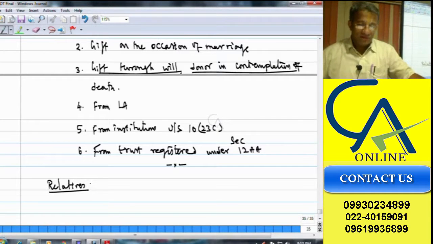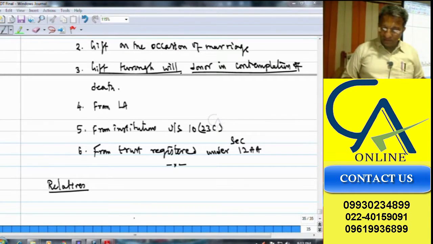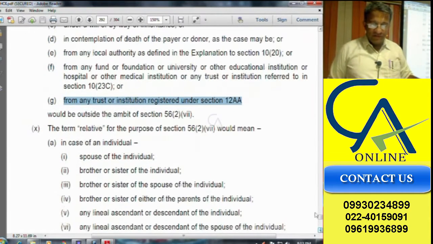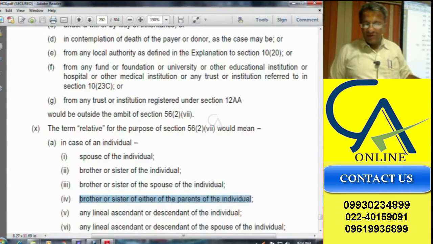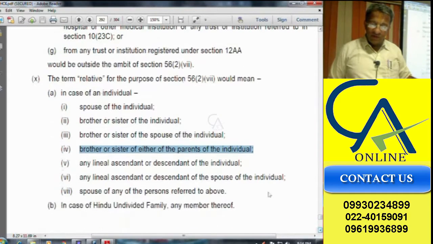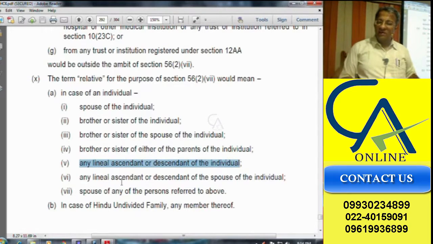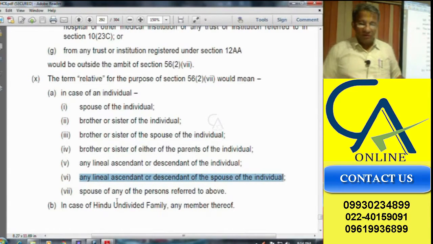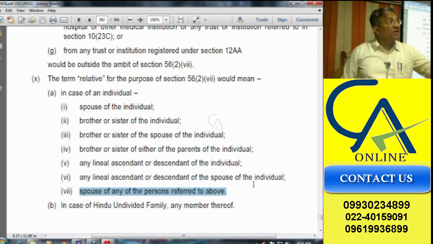Correct, no? I am not telling, the Income Tax Act is telling. So, let us just know who are all relatives. Spouse of the individual, brother and sister of the individual, brother and sister of the spouse of the individual, brother and sister of either of the parents of the individual, any lineal ascendant and descendant of the individual, any lineal ascendant and descendant of the spouse of the individual, spouse of any other person referred above.